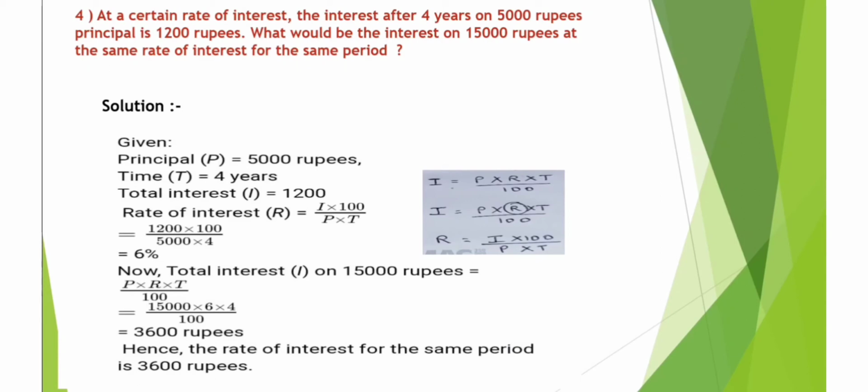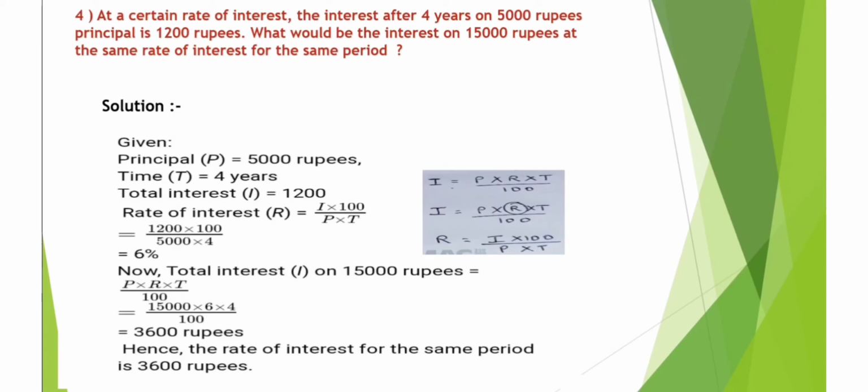In the next step we have to substitute the values. Interest is 1200 multiplied by 100 divided by P is 5000 multiplied by 4. So when you divide you get 6 as the answer. That is, rate of interest is 6% per annum.